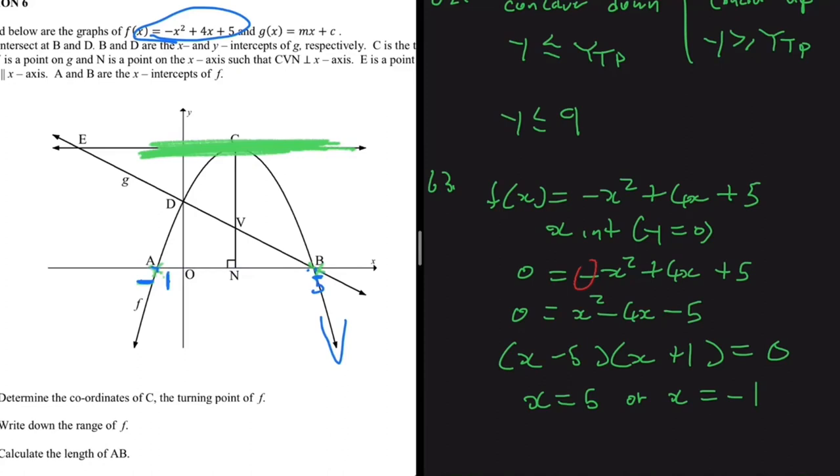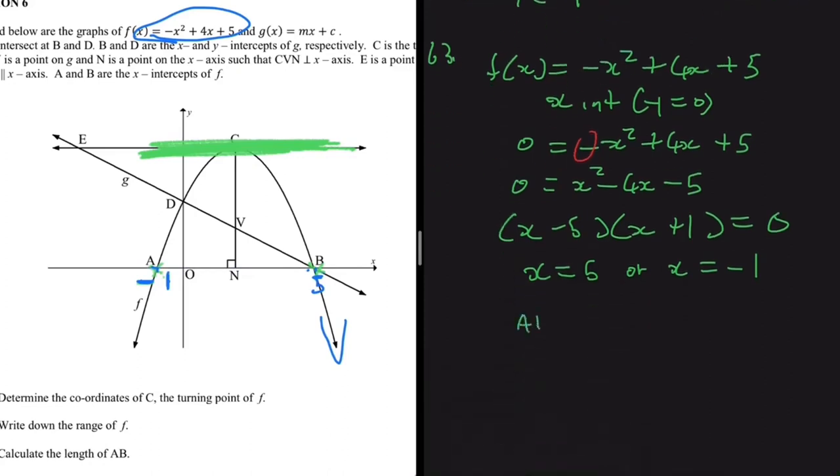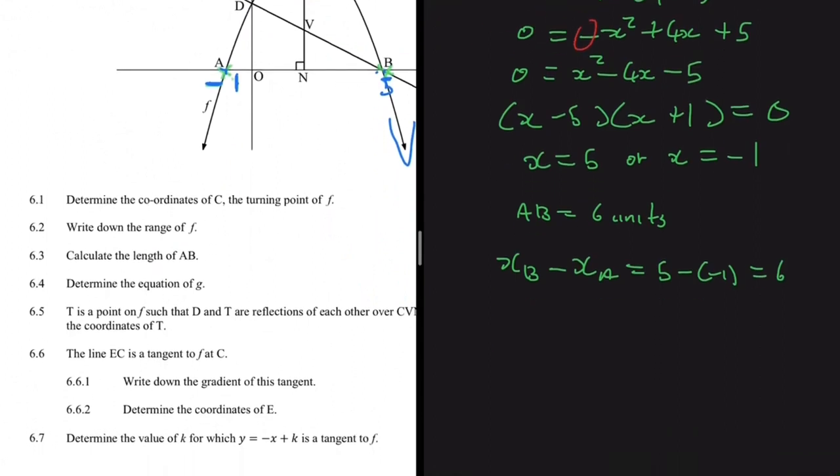From minus 1 to 5, it's 6 units. So here we can say AB is equal to 6 units, right? We're basically saying that the x value of B minus the x value of A, which will be 5 minus minus 1, which is 6 units. And then now let's do 6.4.